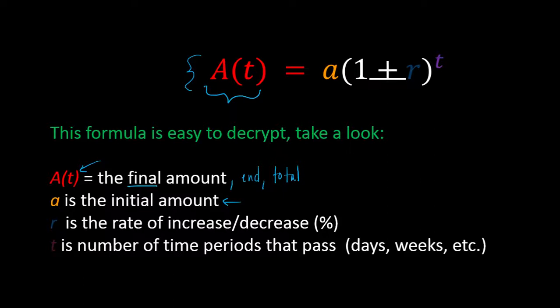R is the rate of increase or decrease expressed as a percent. When you put the rate into the equation, it must always be converted to a decimal. For example, if they speak of a 5% increase, R would be equal to 0.05.